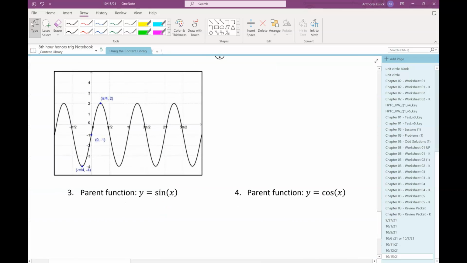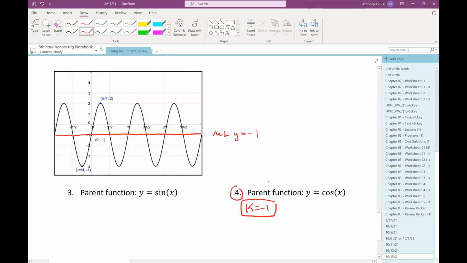So let's do problem number 4. First thing I'm going to do is locate the midline on my graph, because I can just do that with my eyes. To me, it looks like the midline is here. Do you guys agree with that? So that's at y equals -1, which tells me that my k value is -1.